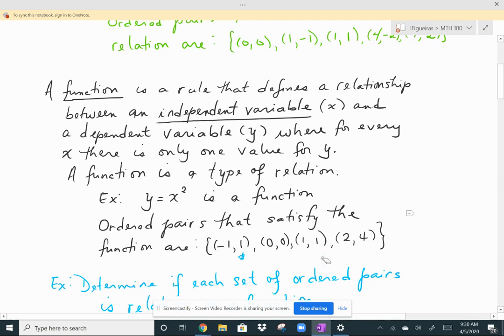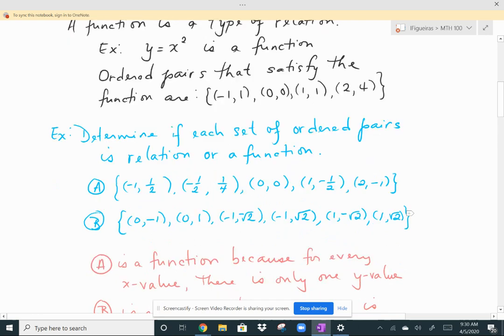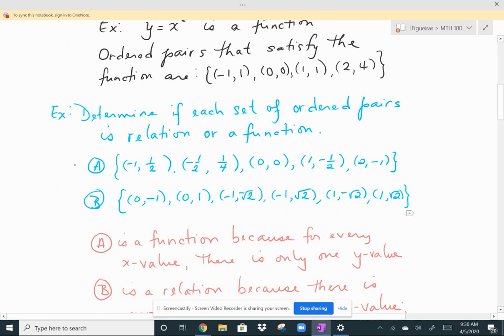All right, so we're going to determine if the following examples of ordered pairs is either a relation or, more specifically, a function. So we have two examples here, A and B. Let's look at A. A has the set of ordered pairs (-1, 1/2), (-1/2, 1/4), (0, 0), (1, -1/2), and (2, -1). None of the x values are repeated. Therefore, you can say that this is a function. So part A here is a function.